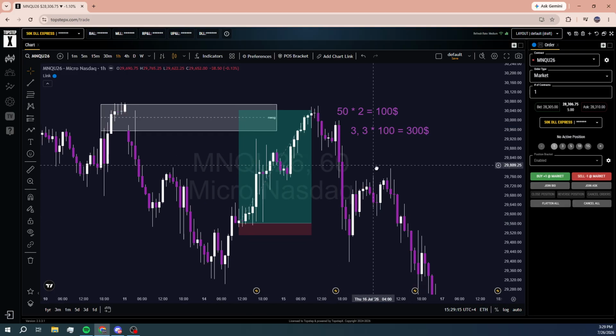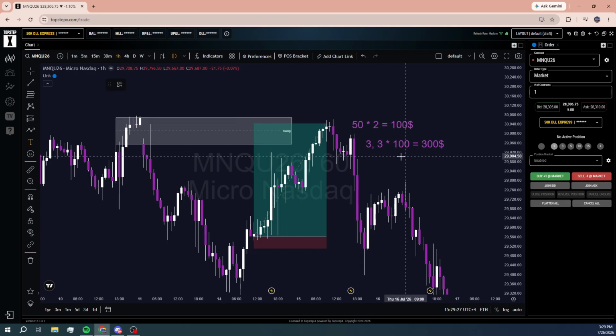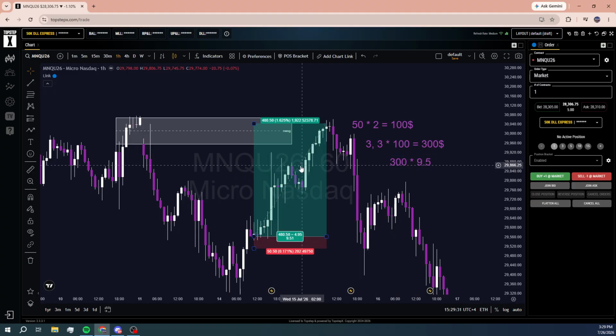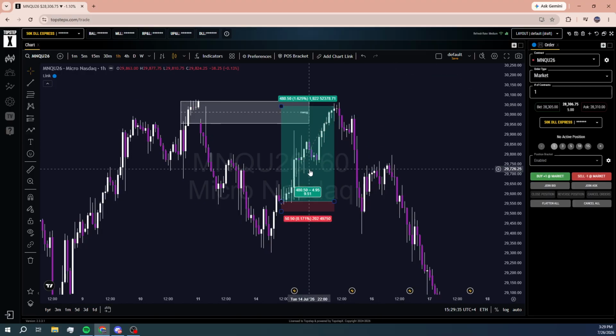All right, and one more thing, pay attention to the risk to reward. It is 9.5. What does risk to reward mean? You are risking 300, but if price goes to full take profit right here, you would win 300 times 9.5, which is a lot of money. So this is everything you needed to know about position sizing. This is how it is calculated.